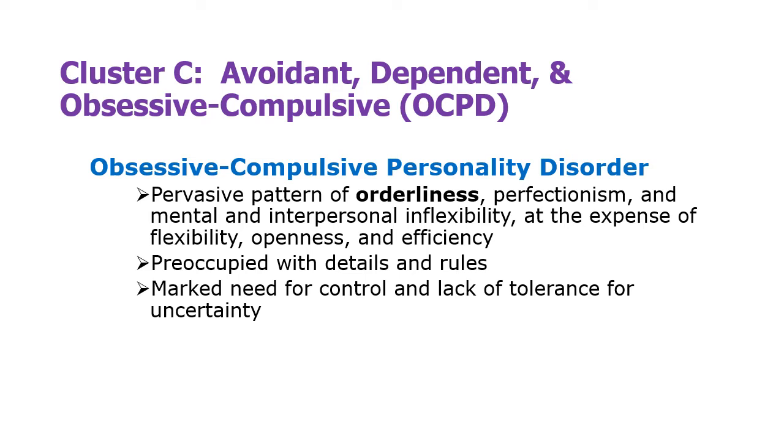Lastly, we have OCPD, Obsessive Compulsive Personality Disorder. These individuals love order, they love details, and they love rules. And they also need to control the environment. They do not like uncertainty.